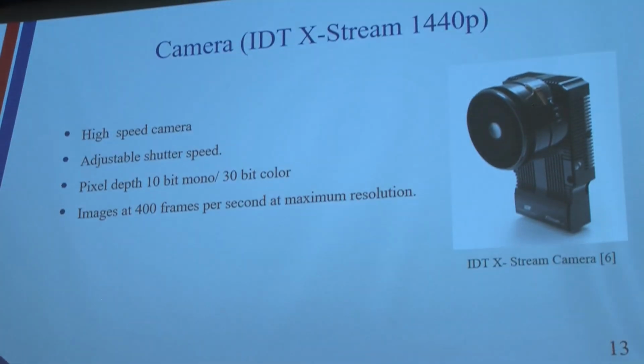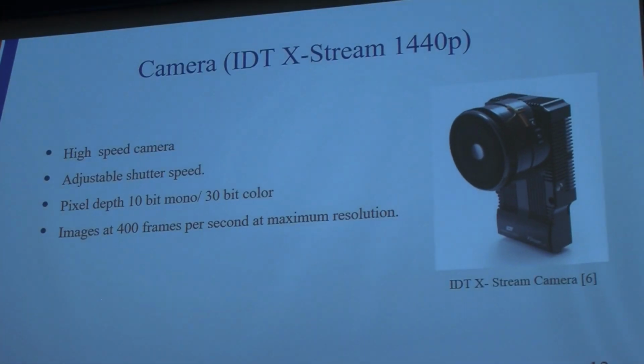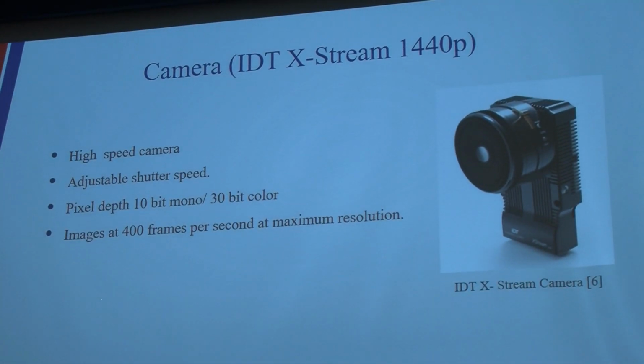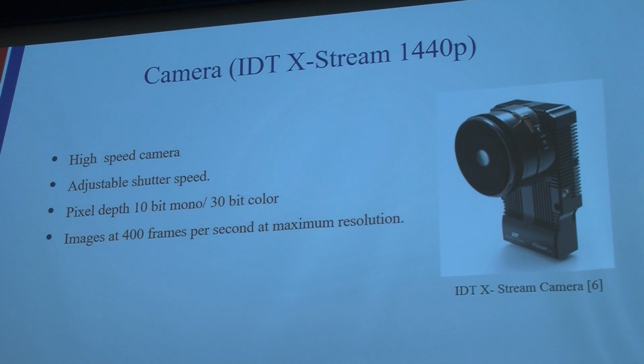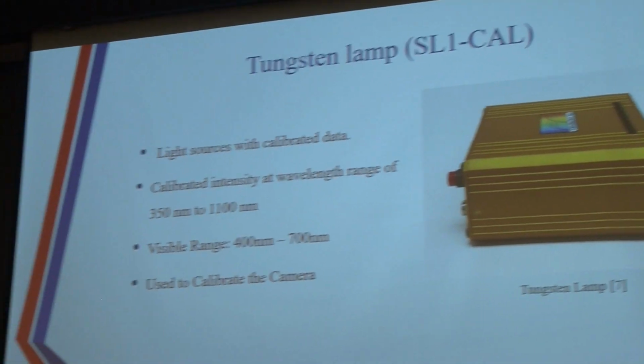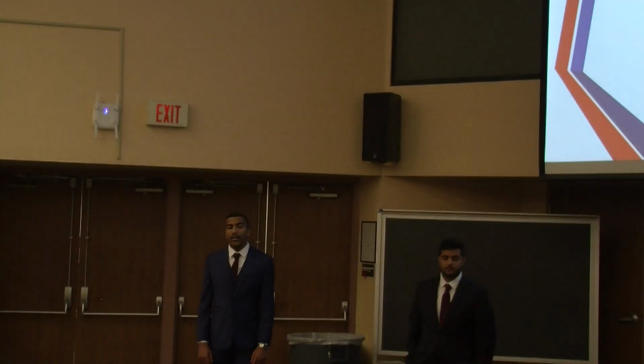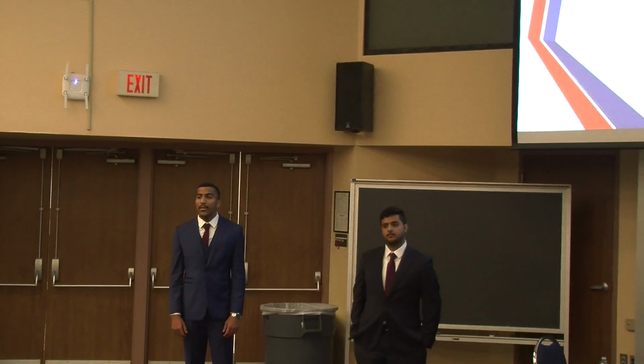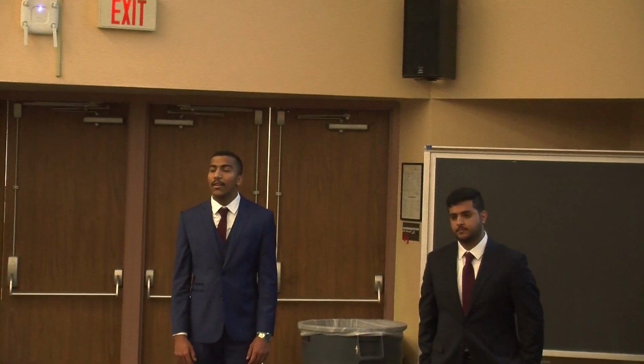For the equipment, we are going to use a camera, a tungsten lamp, and a narrow bandpass filter. For the camera, we will use the X3 with a resolution of 1440 pixels, which is a high-speed camera with adjustable shutter speed, and it can take images at 400 frames per second. For the tungsten lamp, we are using SL.cal, which is a tungsten lamp with calibrated data such as intensity for different wavelengths from 350 nanometers to 1100 nanometers.